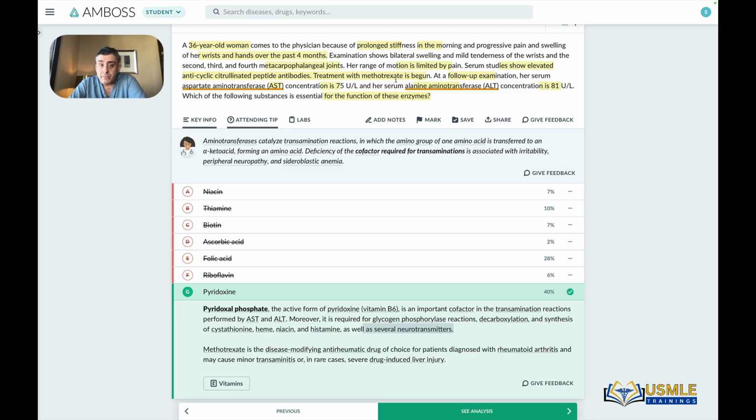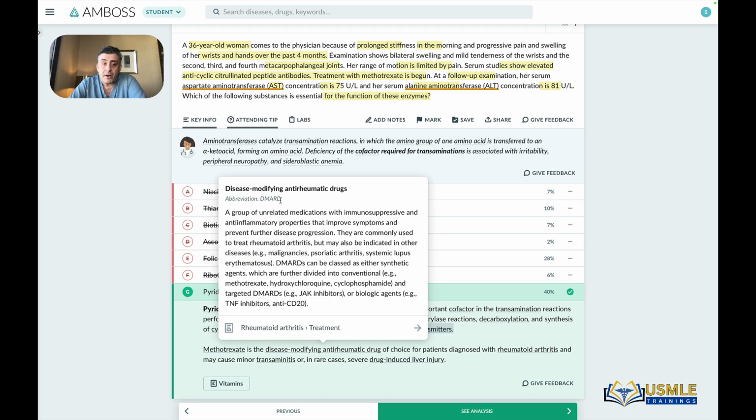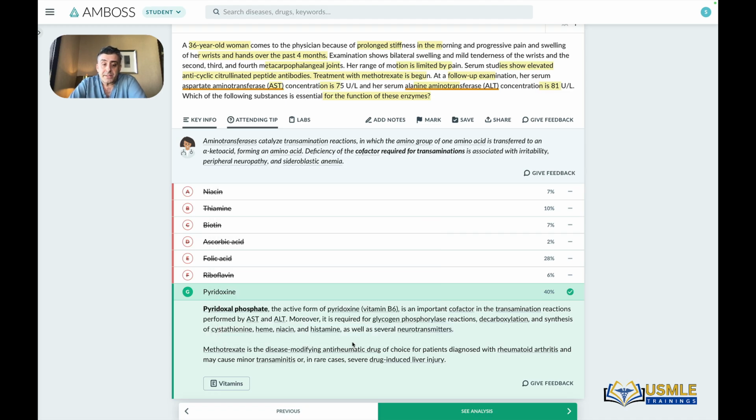So methotrexate, the drug that was prescribed, okay, when you hit this one here, it's a DMARD. I did that purposely. Disease-modifying anti-rheumatic drug, DMARD. So if they put DMARD, you need to know. Also, they just spell it out like that. That's a nice tool that they have in AMBOSS. You can just click it and refer to it really quickly instead of losing time and running around, opening up books and videos to find out what it means. When you give methotrexate, people who are diagnosed with RA, it can cause minor transaminitis, right? Or in some cases, rare cases, severe drug-induced liver injury.